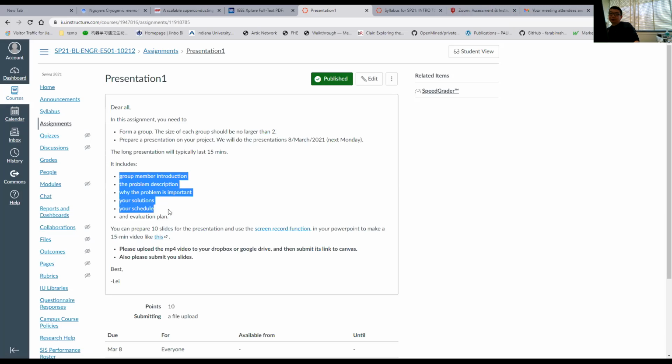I believe these requirements are very basic. You just introduce the group members, the problem you try to accelerate. And try to define your problem, why this problem is important, and what's your plan, what's your schedule, and what's your evaluation plan. Any question about this?